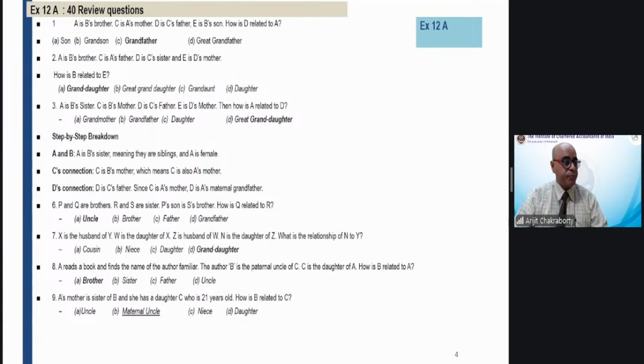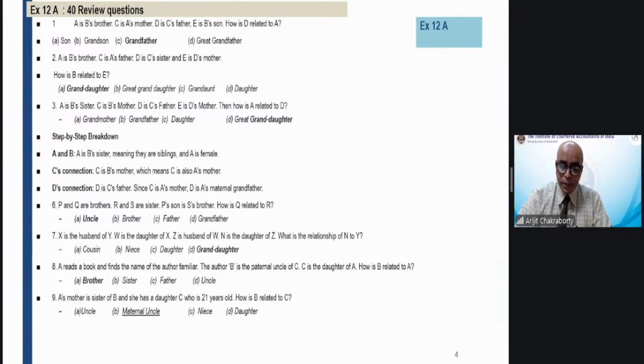Number 9 comes up. A's mother is the sister of B. So we have A's mother, and A's mother is female and she is the sister of B. Fine. And she has a daughter C who is 21 years old. A's mother is B's sister, and she has a daughter C who is 21 years old. Question is, how is B related to C?